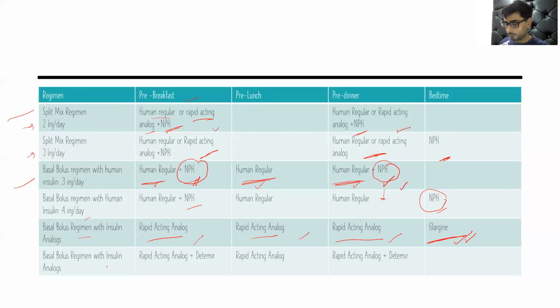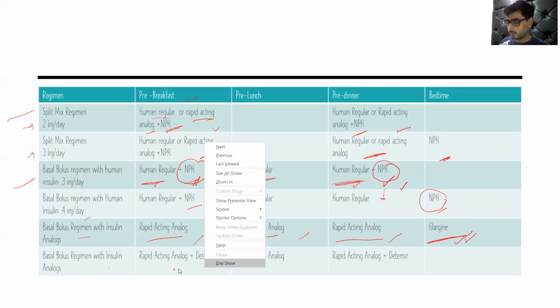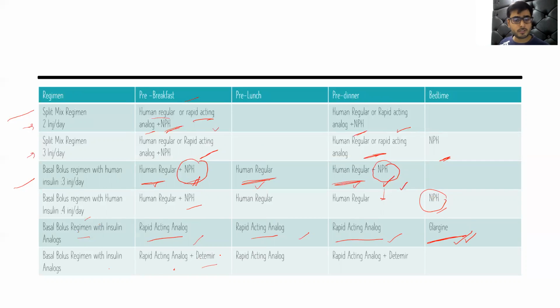Coming to the basal bolus regime with insulin analogs, again a rapid acting analog, and a detemir injection, which is again a peakless, ultra long acting insulin type. So there are two types of basal analogs, glargine and detemir.